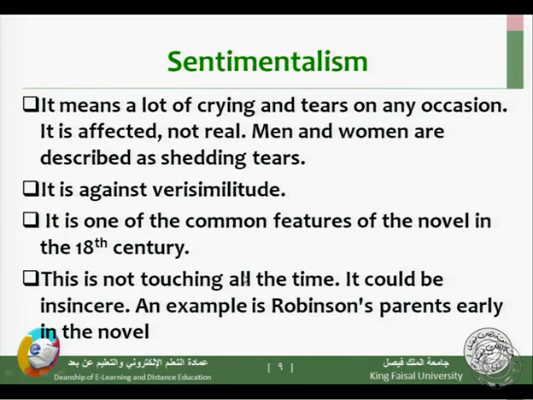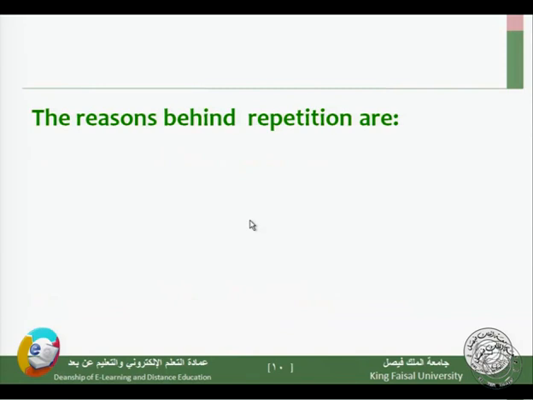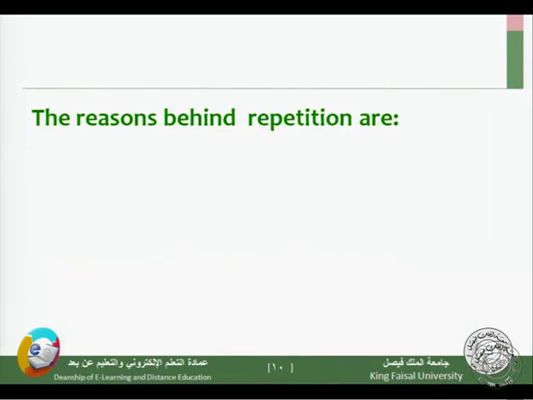An example is Robinson's parents early in the novel. Early in the novel, his parents talk to him about staying at home, getting married, getting all the education that he needs, and then they cry. He talks and then he cries. He sits alone and cries. He talks to other people and then cries. Sleeps and cries, wakes up and cries. It is not sincere. The reason behind repetition, now this is another point, repetition. One of the characteristics of the novel also at that time. Repetition, the writer repeating himself.